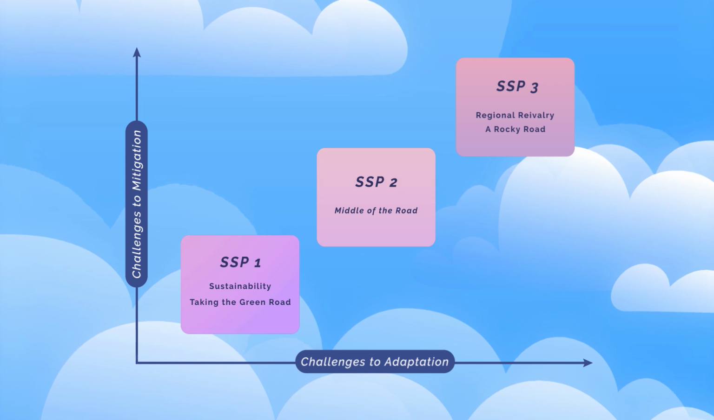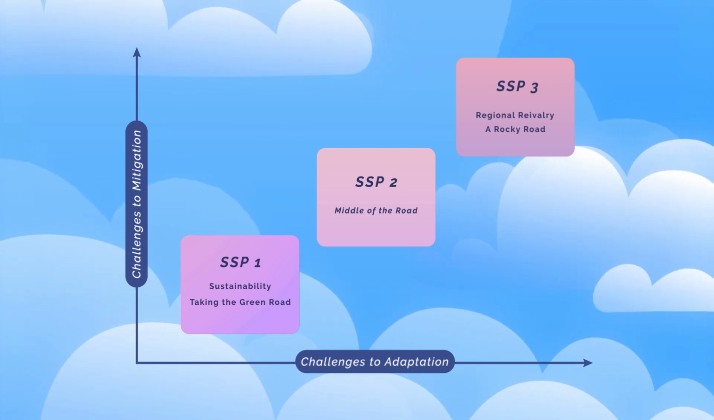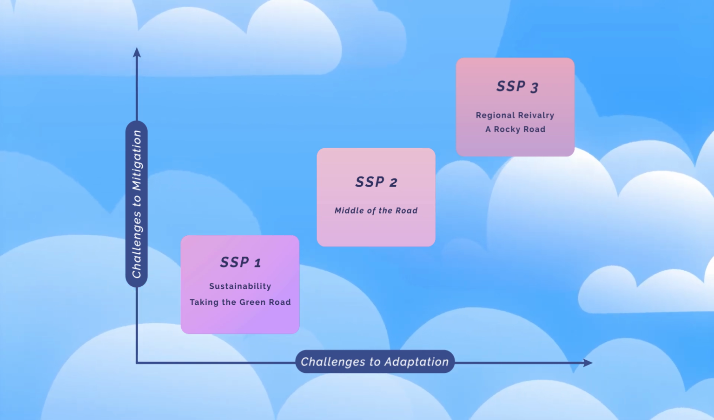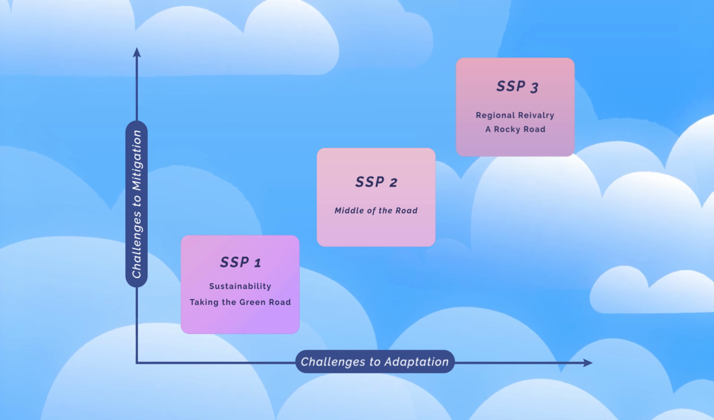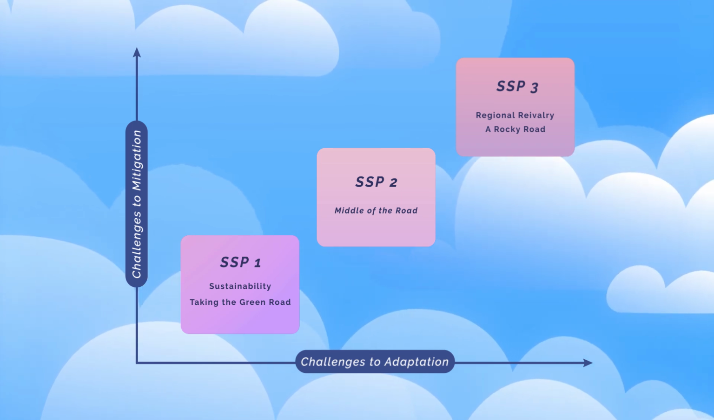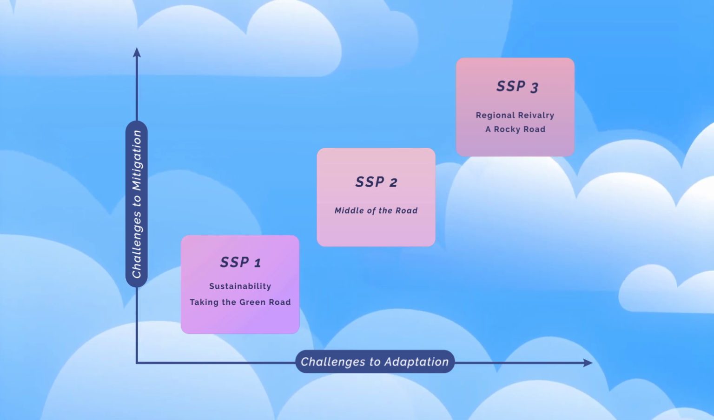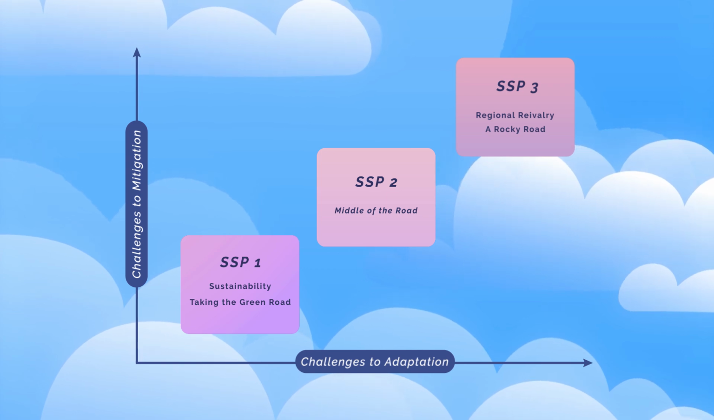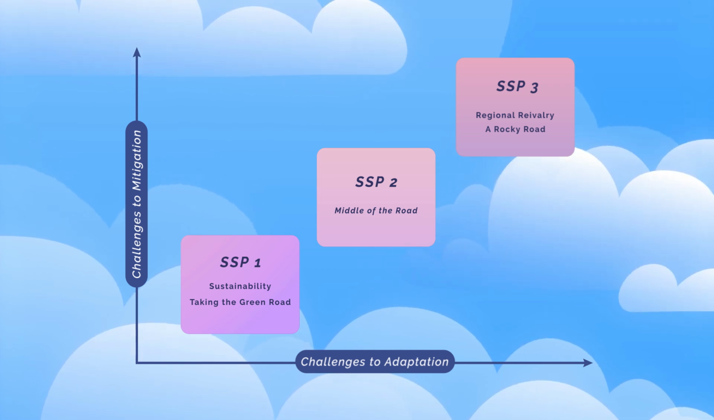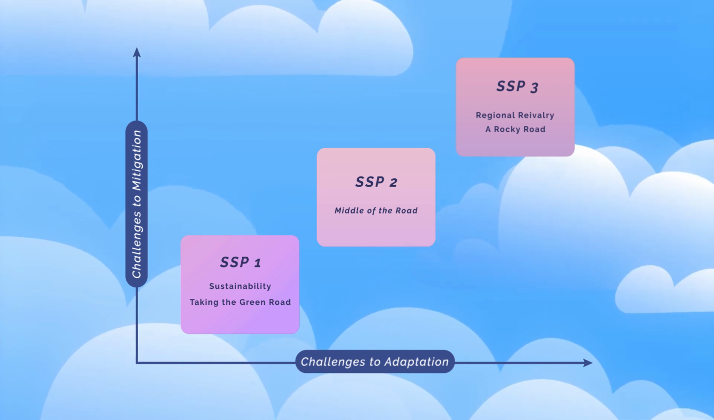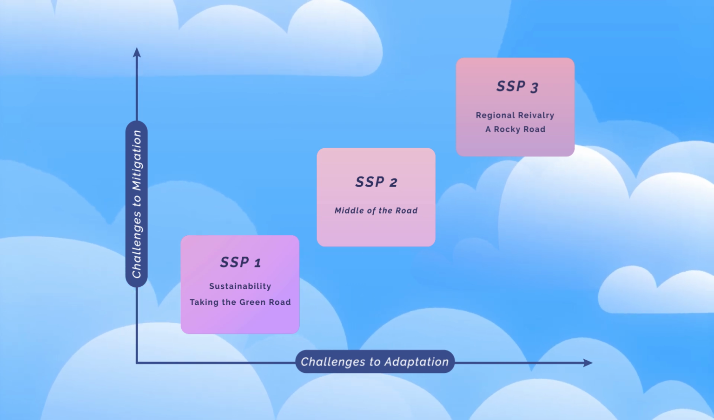SSP3, Regional Rivalry. In this pathway, there are many challenges to both mitigation and adaptation. This scenario relies heavily on fossil fuels and an increased use of coal. Nationalism drives policy, and focus is placed on regional and local issues rather than on global issues.